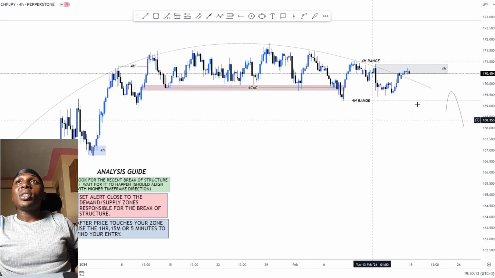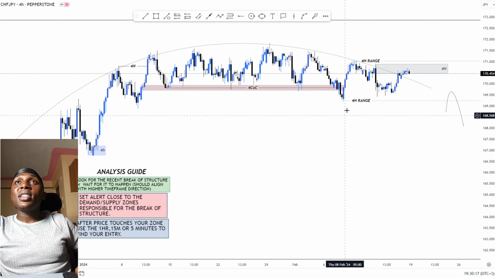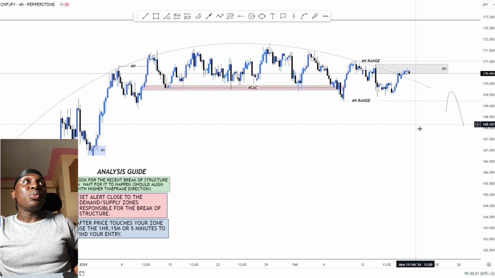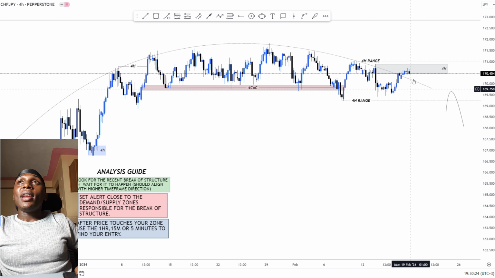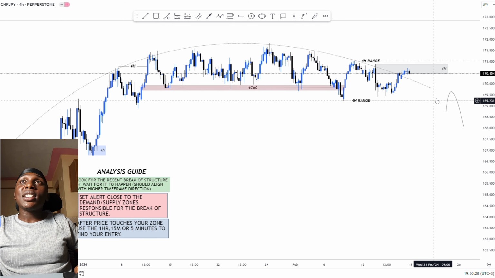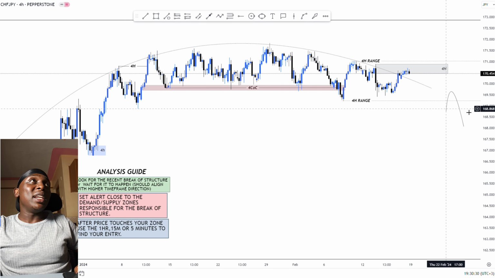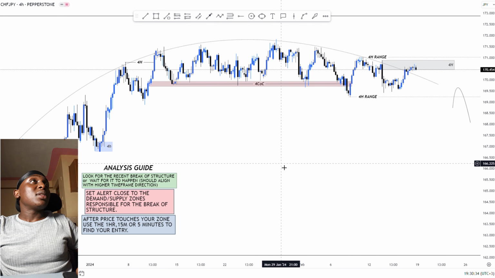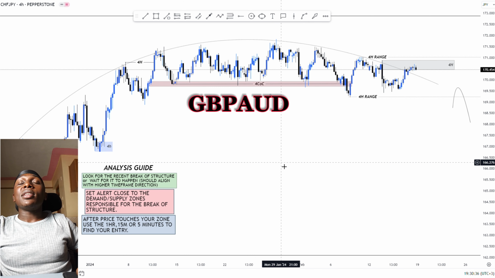So I'm waiting to see if price will break this 4-hour range right here, and if price takes out this lower low, I'll confirm my bias to be bearish, and after that I'll wait for price to come and touch our supply zone, which will have been left by the break of structure. So that's it for CHFJPY. Let's look at the next currency pair.